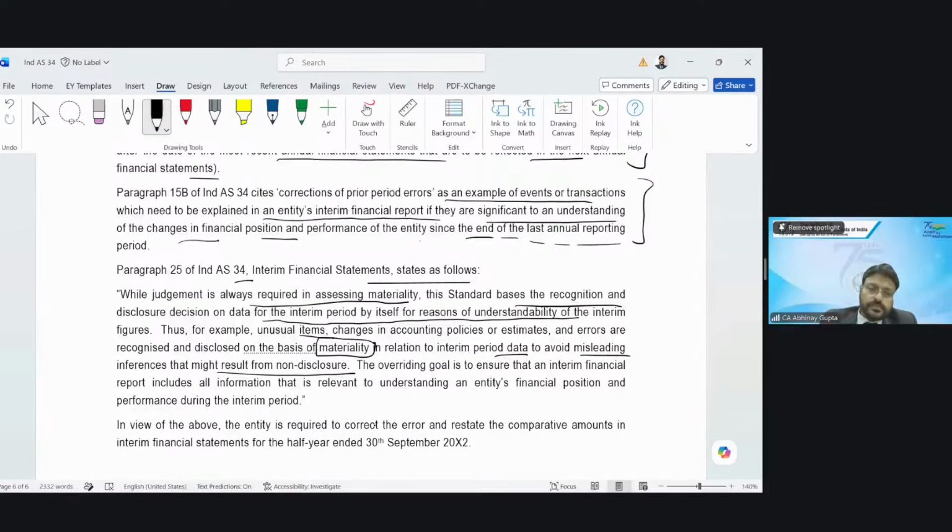In view of the above, the entity is required to correct the error and restate the comparative amounts in the interim financial statements for the half year ended 30th September 2002, and needs to give selected explanatory disclosures and notes to explain what went wrong, how it was detected, how it was corrected, what the impact is on the current year profitability and the EPS, and what the impact is on the overall profitability for the full year. Is that clear to everybody?